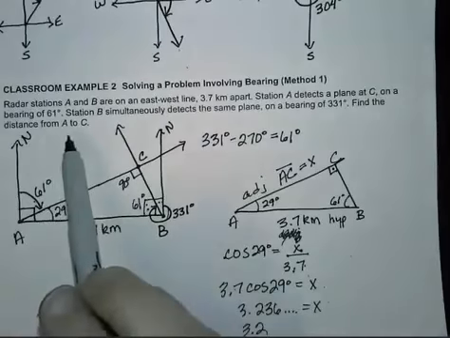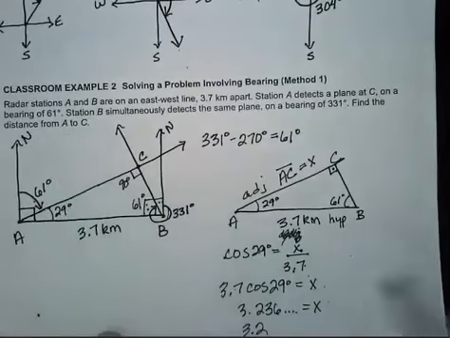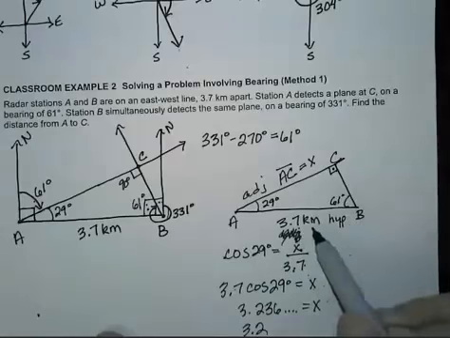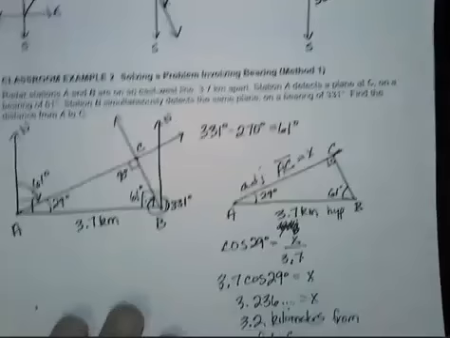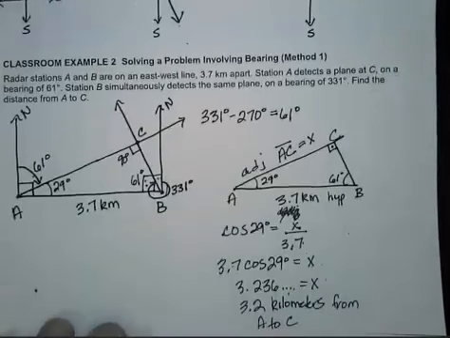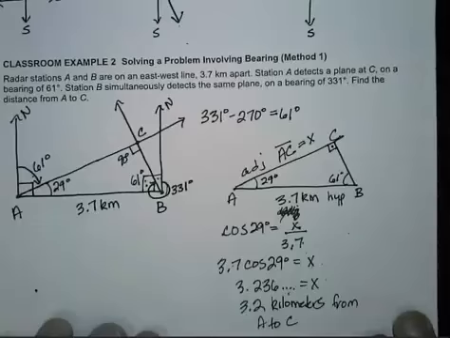So that's going to be the answer to my question for the distance from A to C. I want to put in the units. This distance was measured in kilometers, so that means this is going to be kilometers. So this would be 3.2 kilometers from point A to point C.